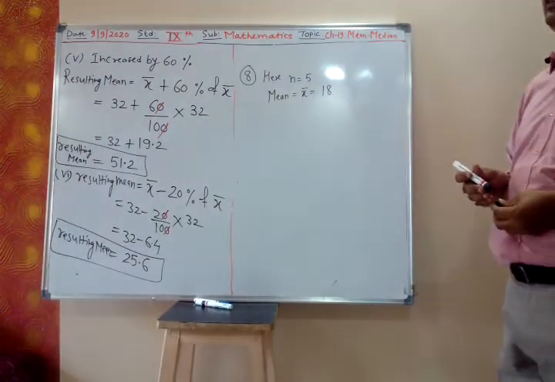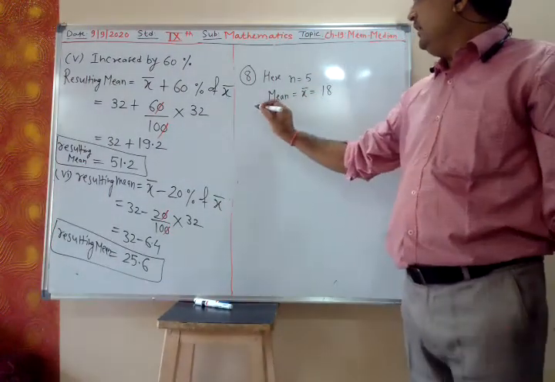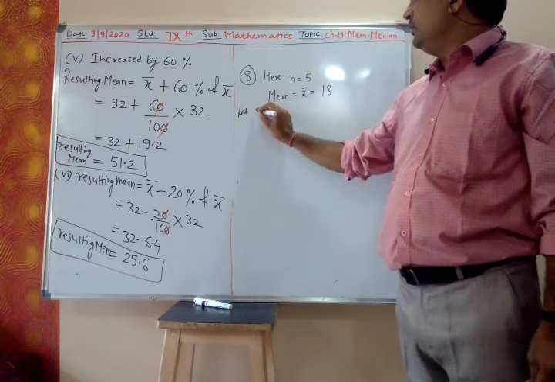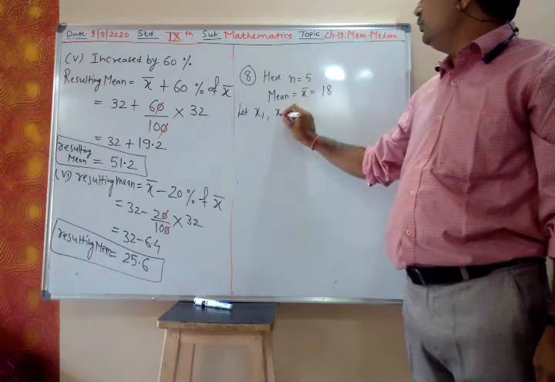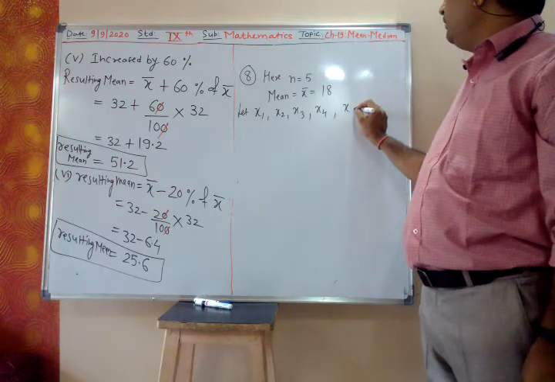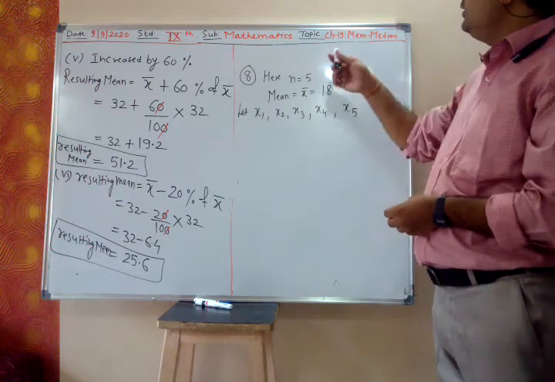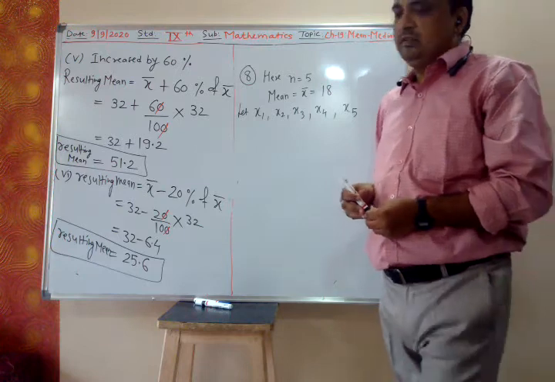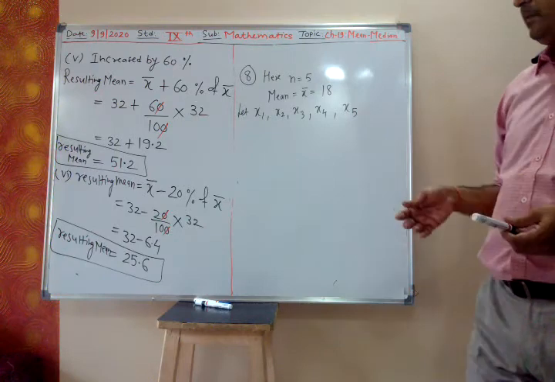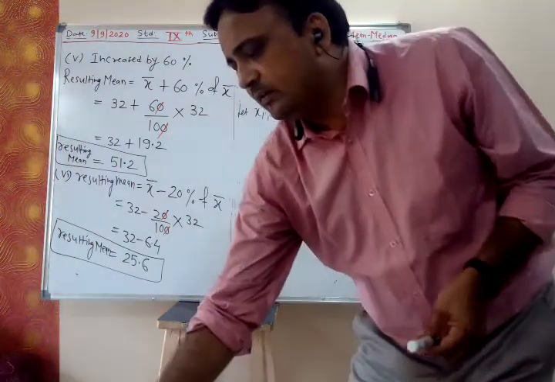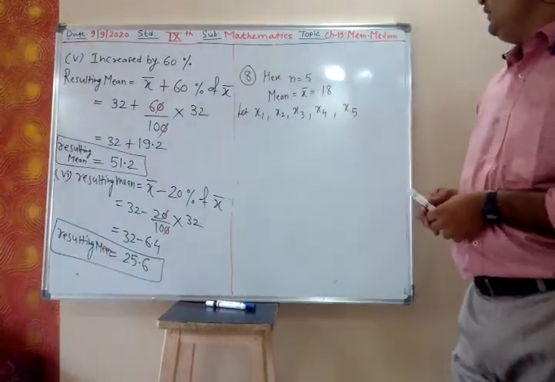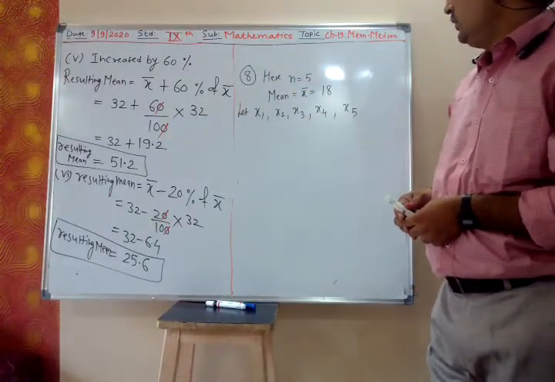So let us write. So we can take the 5 values, x1, x2, x3, x4, x5. There are 5 values. Their mean is given 18. Let us exclude one value from this.